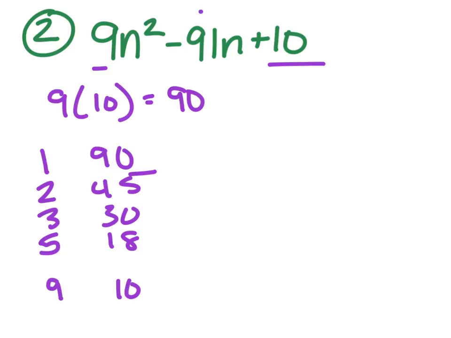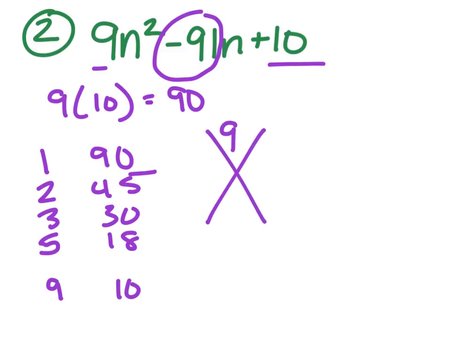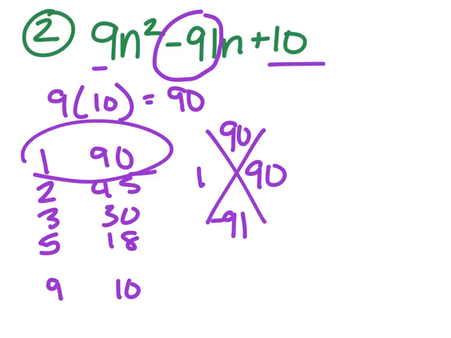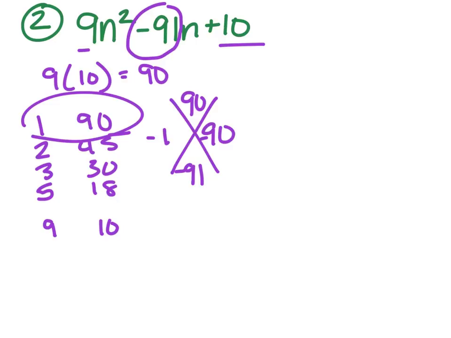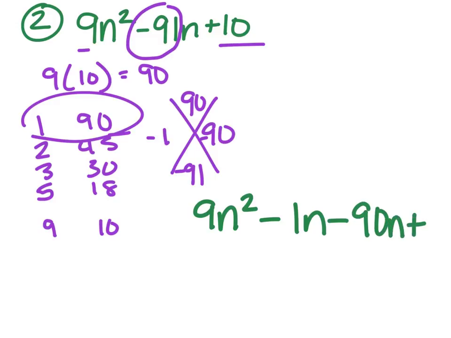And the nice thing about this problem is our sum has to equal negative 91. So when we're looking at our combination that will work, probably the 1 and 90 is going to have to end up being our pick. We have to make them both negative. So that's where we stand with this. So now that we've got our right combination, we need to just factor by grouping. So we're going to, again, take that negative 91n and expand it. So it's negative 1n minus 90n plus 10.